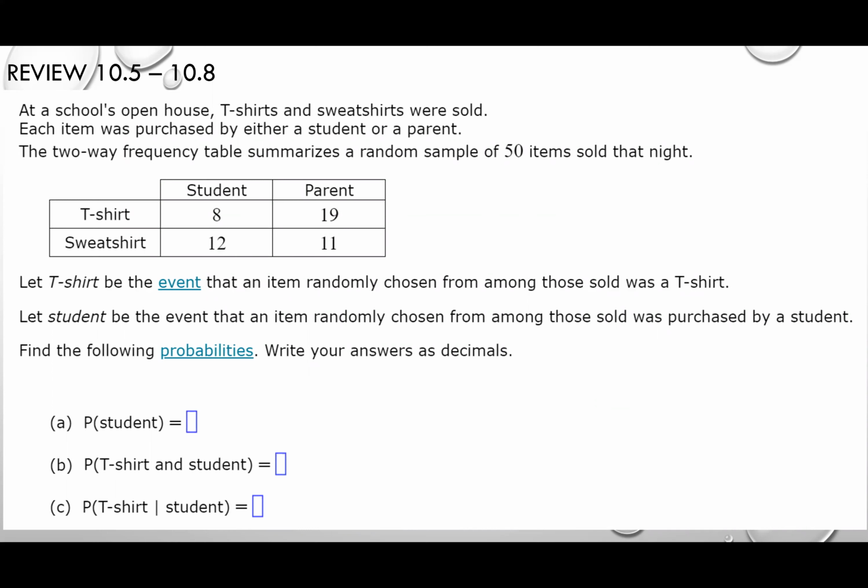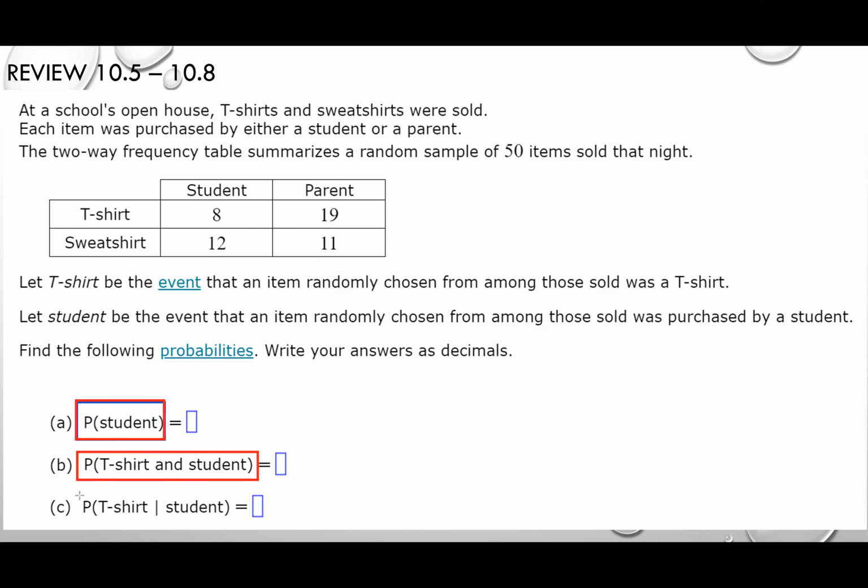Again, a lot of information is given to you, and sometimes it's overwhelming to know what you need and what you don't need, right? Sometimes it's easier to ask yourself, what are they asking me? In short, this is what they ask you: P of student, P of t-shirt and student, and P of t-shirt given a student.